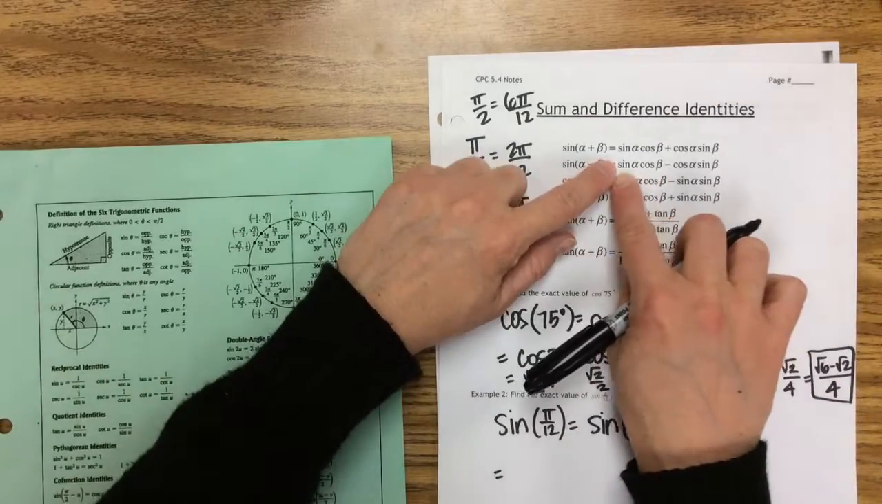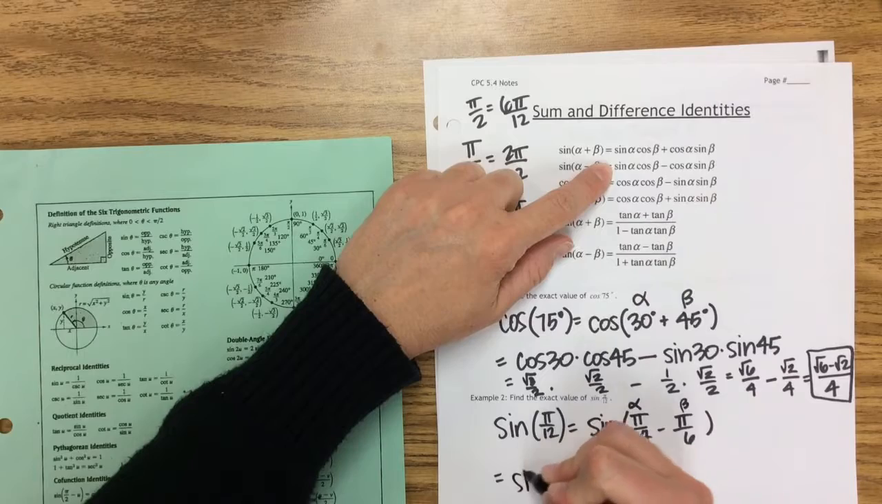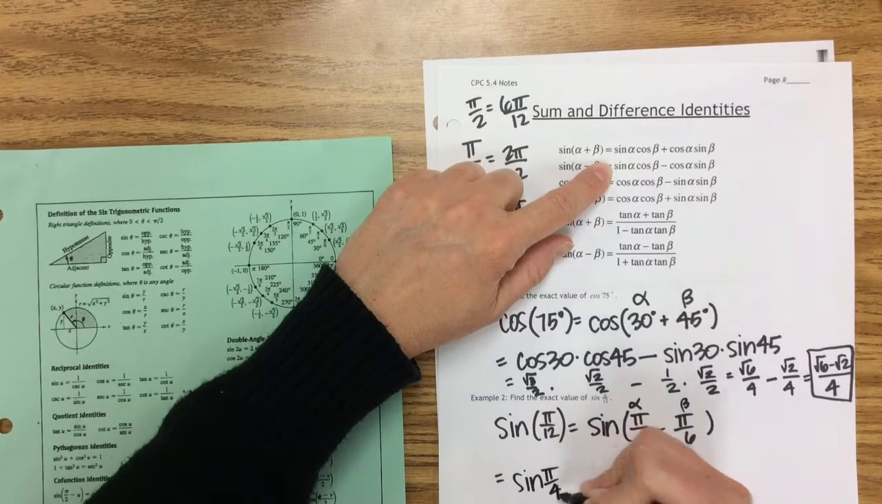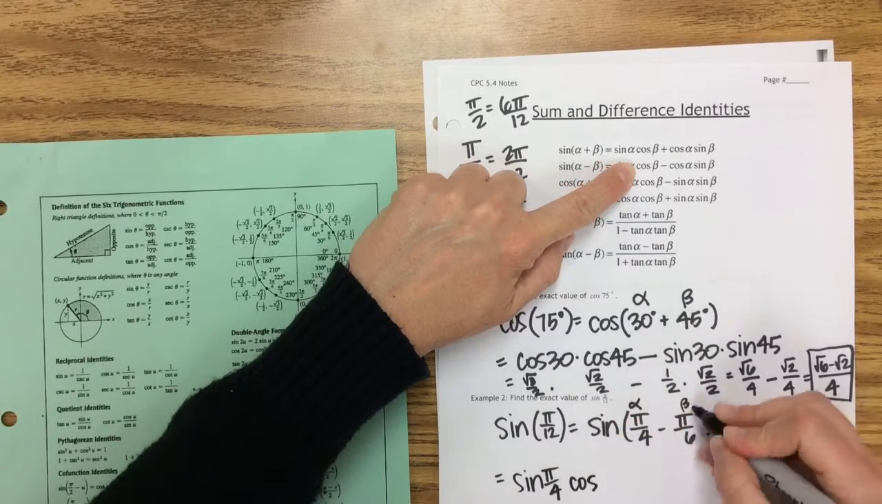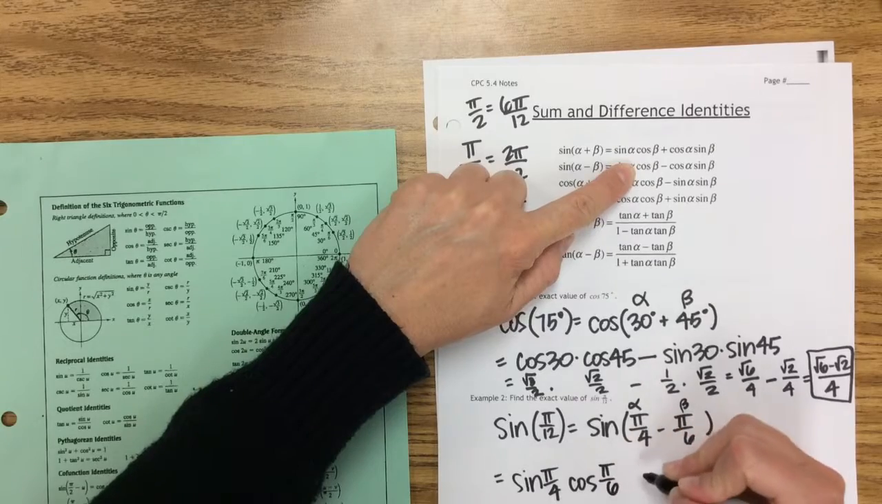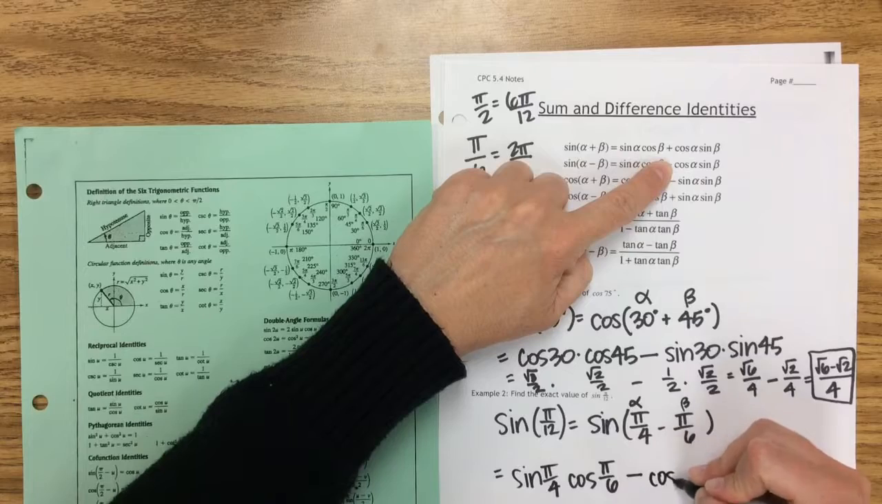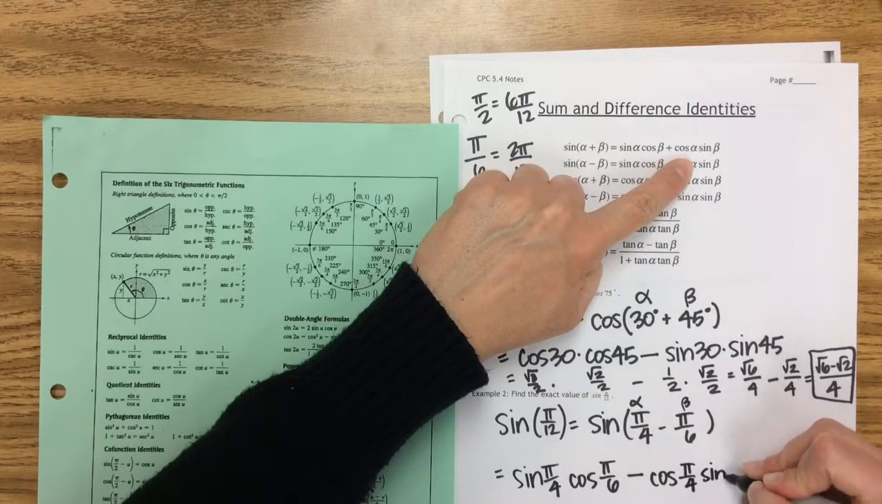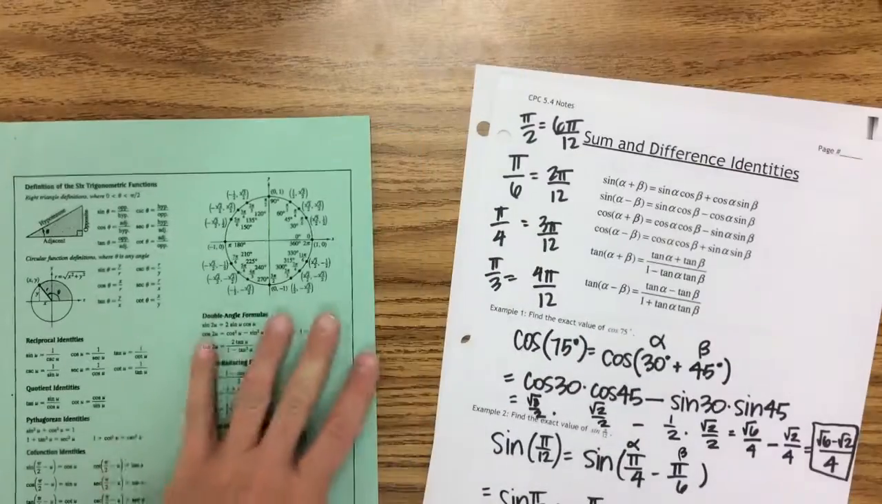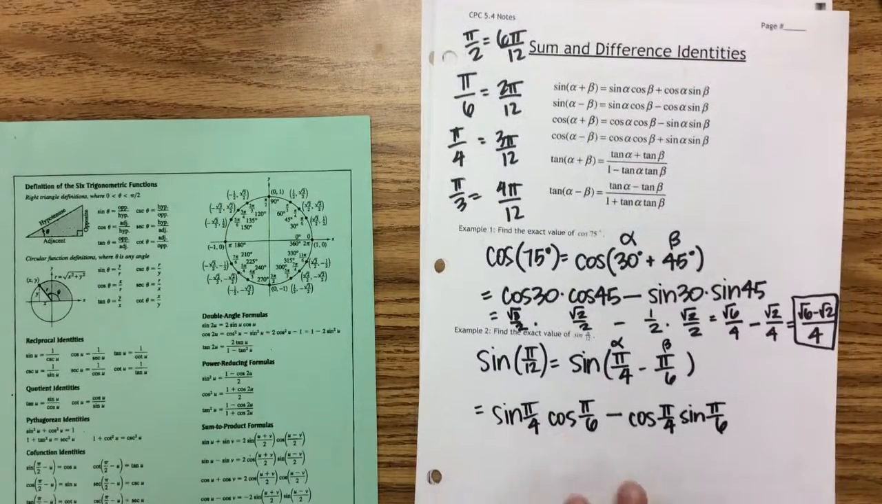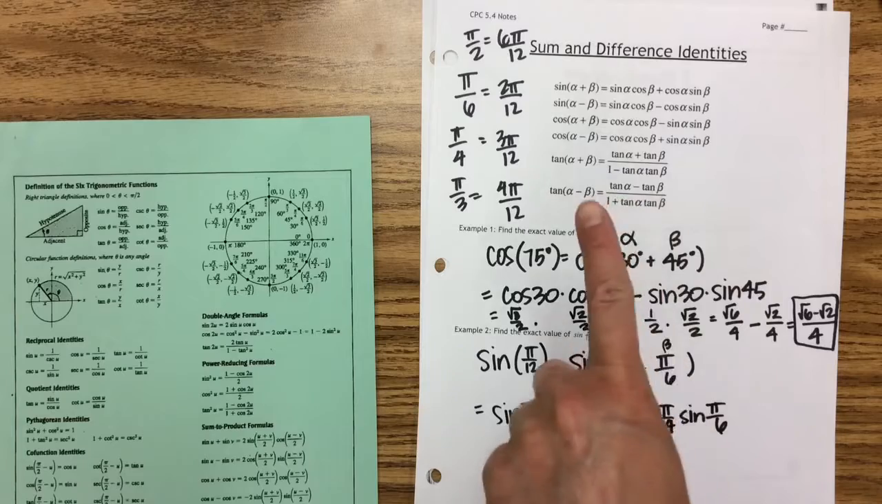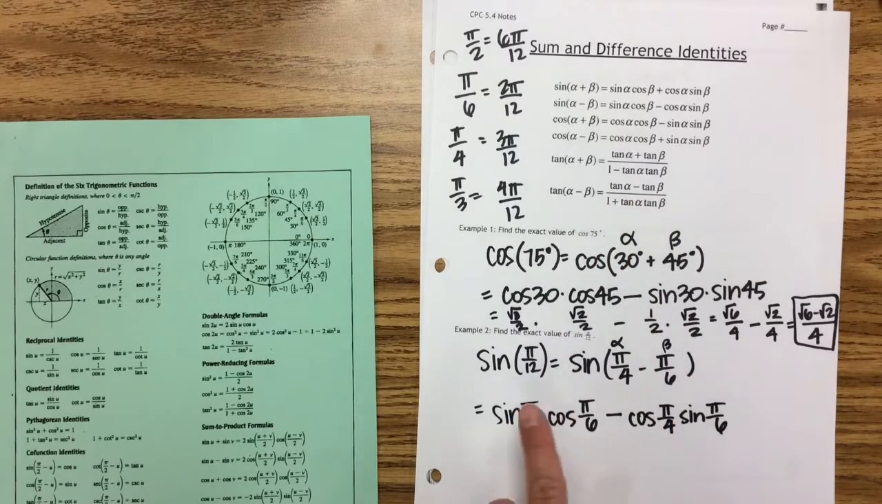So here we go. Sine of alpha would be sine of pi over 4. Cosine of beta would be cosine of pi over 6, minus cosine of alpha would be cosine of pi over 4. Sine of beta would be sine of pi over 6.